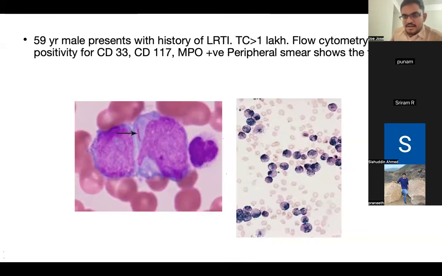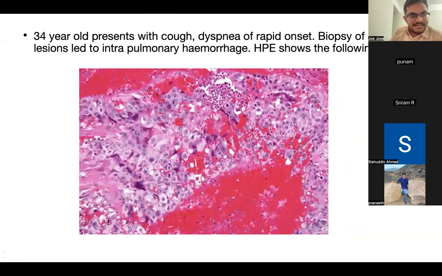Okay, now we'll move on to the next question. A 34-year-old presents with cough and dyspnea of rapid onset, and a biopsy is done of the lung. Mets are seen, and it leads to intrapulmonary hemorrhage, and HPE shows the following. Okay, Dr. Praneeth, can you tell me what we're seeing here?